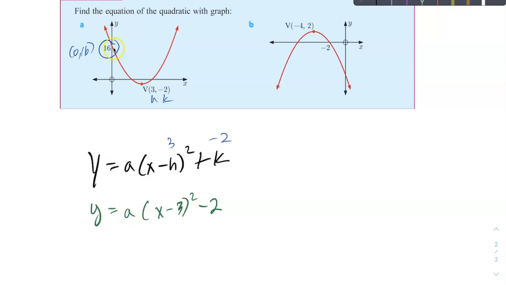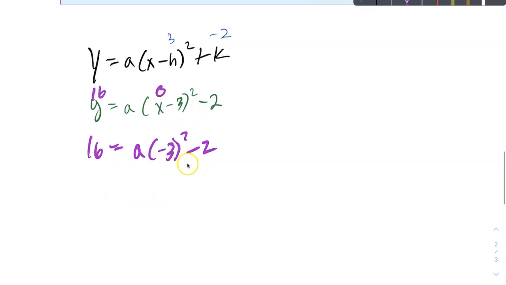So I'm going to plug in my extra point. So we're going to substitute in 0, 16. When I substitute in 0, it equals 16. So 16 equals a times -3 squared minus 2. Now keep in mind, we're going to simplify. Let me simplify this first. So 16 equals, this is 9, so 9 times a minus 2.